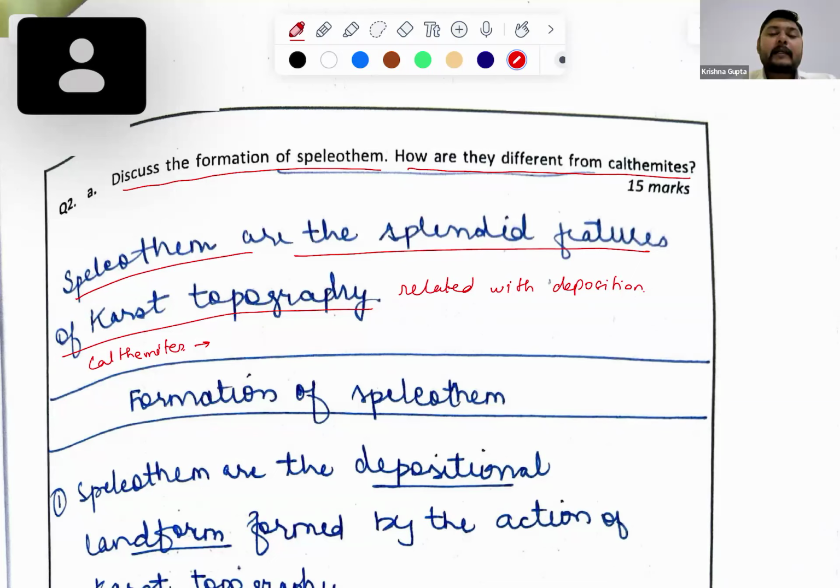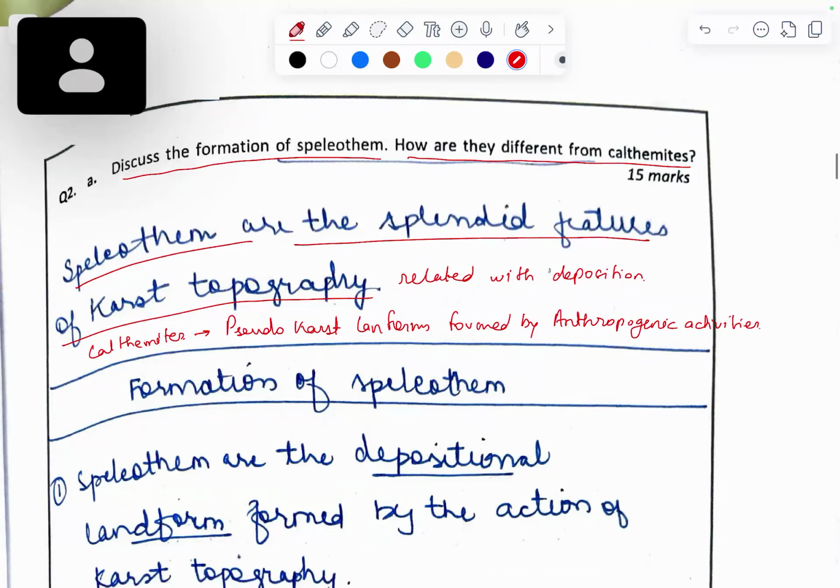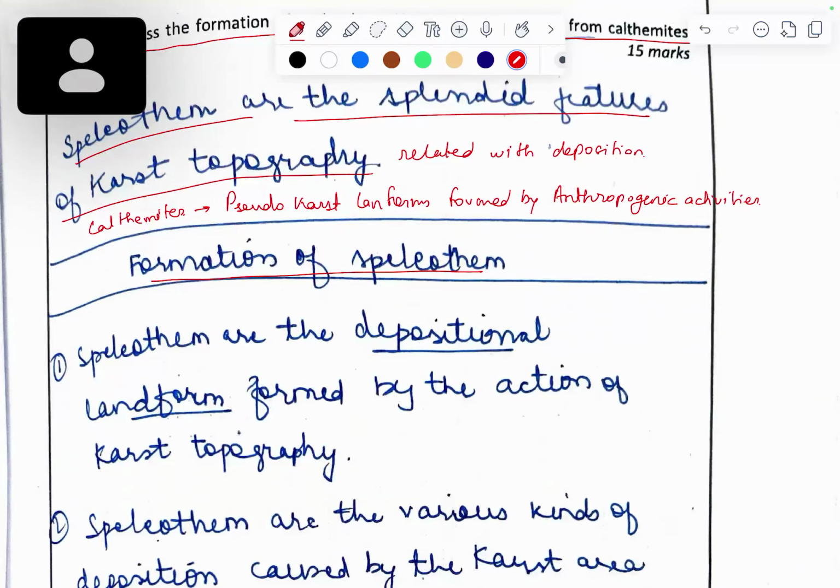So calthemites, I can say that it is a pseudo karst landform formed by anthropogenic activities. Okay, so we can say this part here. Now, formation of speleothems.